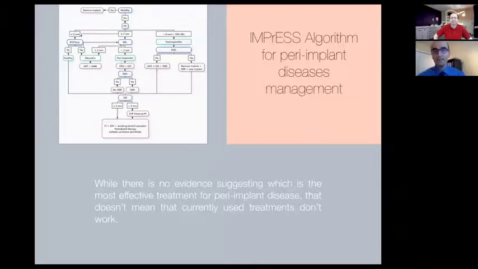level. The most important thing here, in my opinion, is this statement from Dr. Stuart Forum: while there is no evidence suggesting which is the most effective treatment for peri-implant disease, that doesn't mean that currently used treatments don't work. So that's very important. We cannot say predictably we can treat all implant cases because there are so many factors working, like implant surface, patient's immune reaction, the protocol of the surgery, but we know there are some cases that we can rescue the implant.